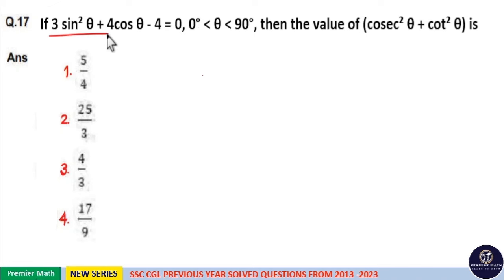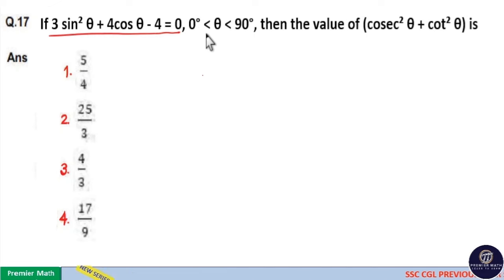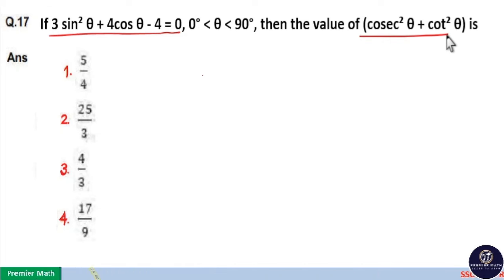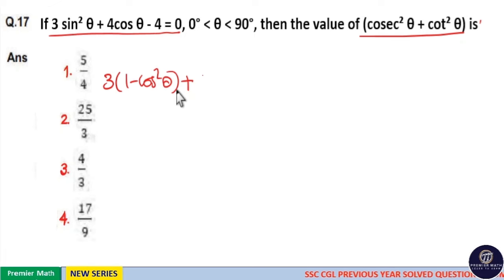If 3 sin square theta plus 4 cos theta minus 4 is equal to 0, 0 less than theta less than 90 degree, then the value of cosec square theta plus cot square theta is. Here sin square theta plus cos square theta is 1. So 3 into sin square theta is 1 minus cos square theta, plus here 4 cos theta minus 4.